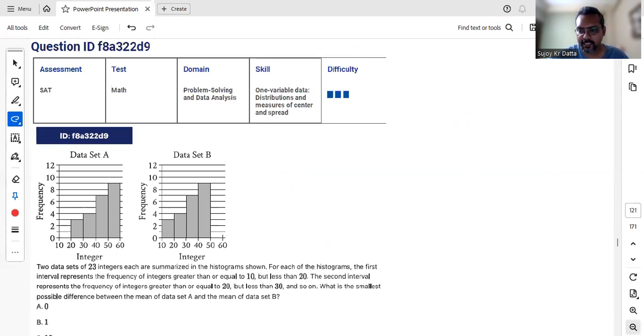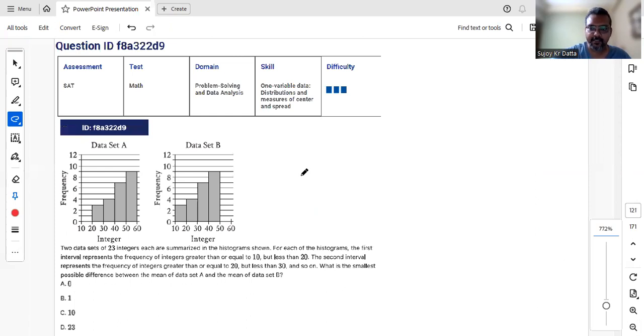So this one is saying that you have two data sets, A and B. Data set A is shown here, B is shown here. As you can see very clearly, if you just were to shift data set A to this side, you would get B, isn't it? So now let's read what it is saying. There are 23 values. They are all integers. That's important. You don't have fractional values or decimals.